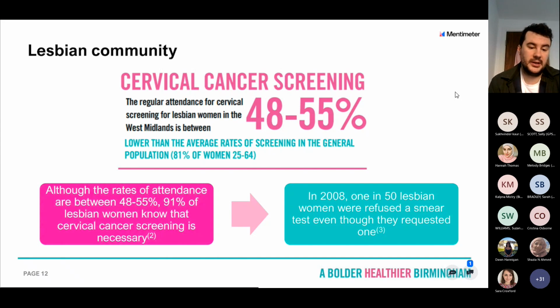Although the rates are low in terms of attendance, actually 91% of lesbian women know that cervical cancer screening is necessary. And that really goes to show that there are some barriers in terms of them accessing the care. They know that the care is important, but for whatever reason, and some of the barriers can be explored further, they are not attending as much as they know that they should be attending. And in another study in 2008, 1 in 50 lesbian women were refused a smear test, even though they requested one. In terms of why that is, I think we'd have to go into the study to find that out more.